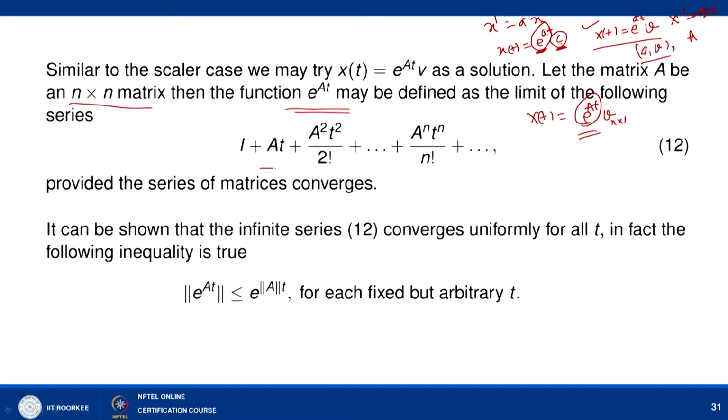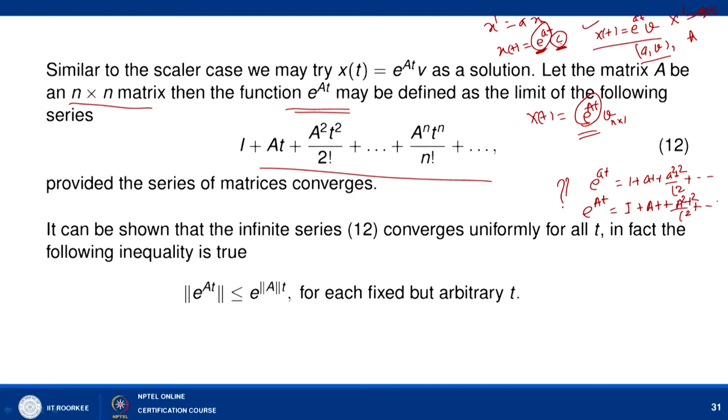and then the function e to power At may be defined as the limit of the following series, because here we are taking the motivation from the scalar case, and we know that in the scalar case our solution e to power at is nothing but 1 plus at plus a square t square upon factorial 2 and so on. So, when this small a is replaced by a matrix, can we have e to power At as I plus At plus A square t square upon factorial 2 and so on?